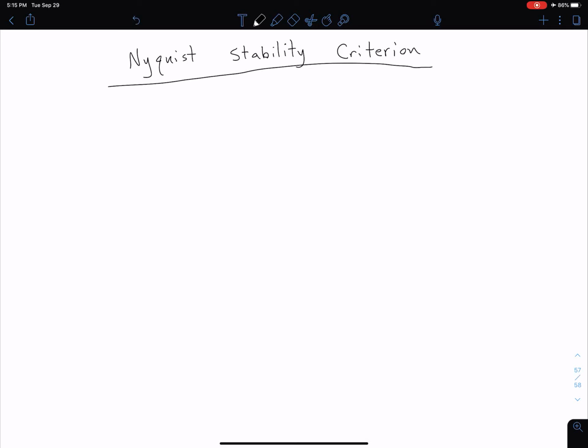Before we look further at how to quantify stability using our Bode plots, I want to take a short detour and talk about the Nyquist stability criterion, because this is also a common method used to determine stability of a system. So there's actually two things that we can get from our Nyquist stability criterion. We can determine if our system is stable, but we can also determine the degree of stability.